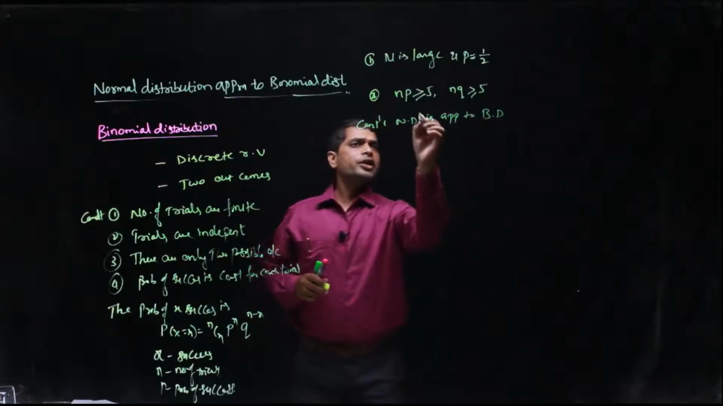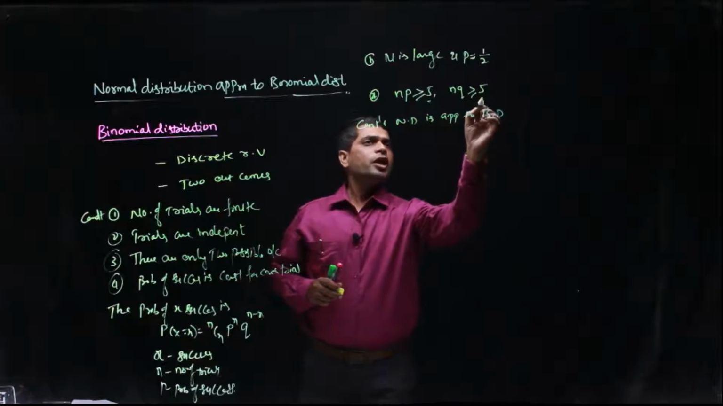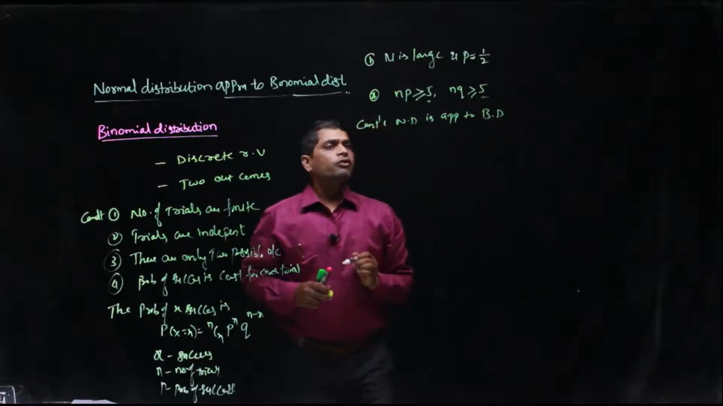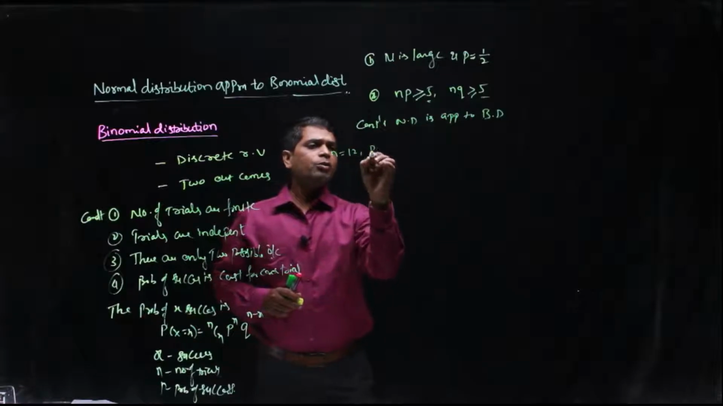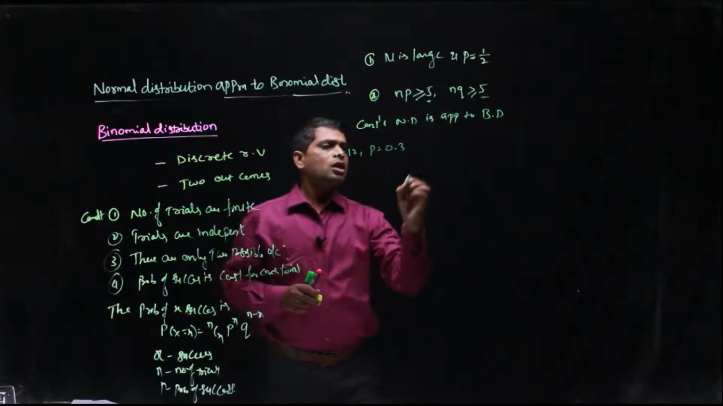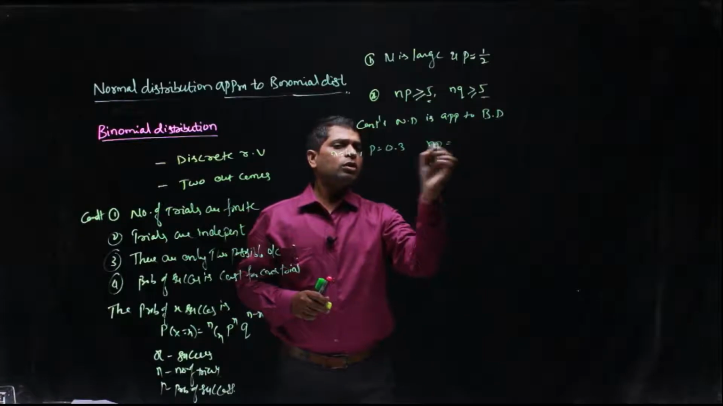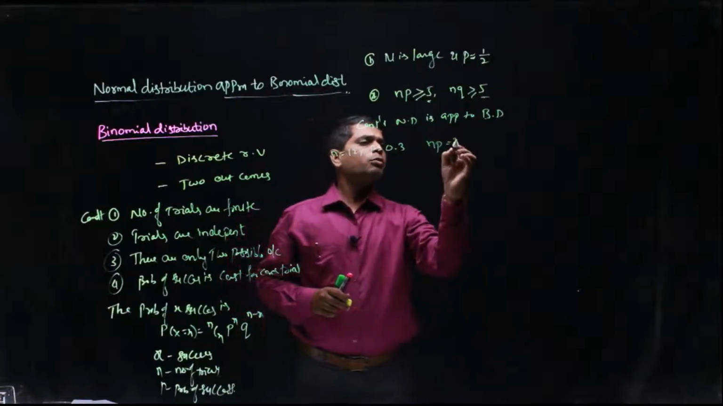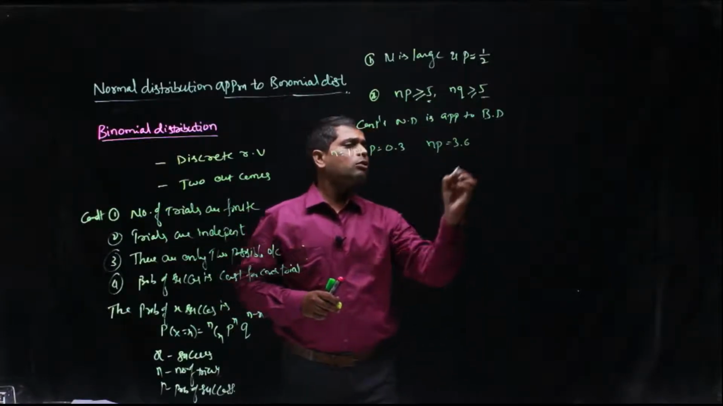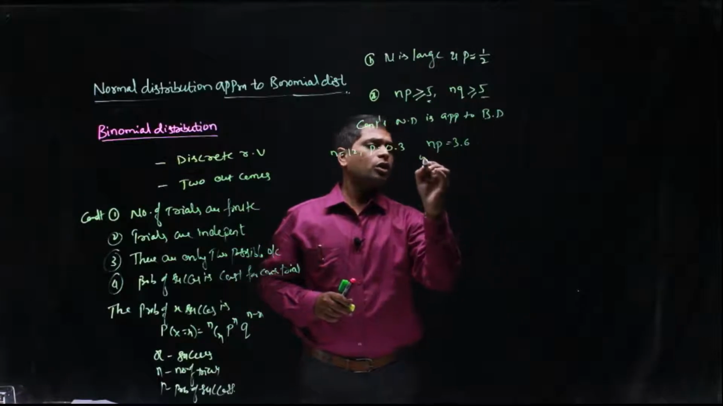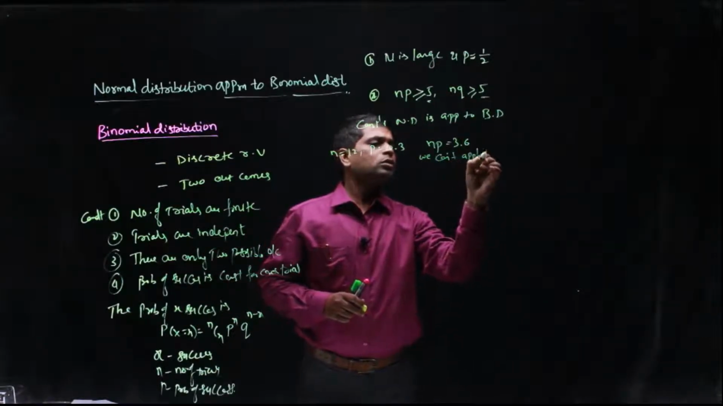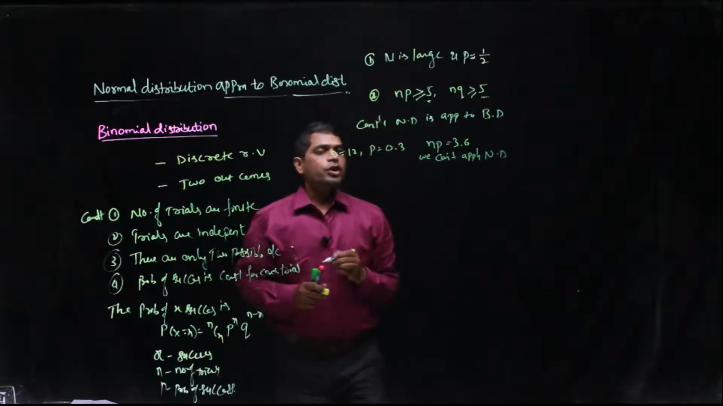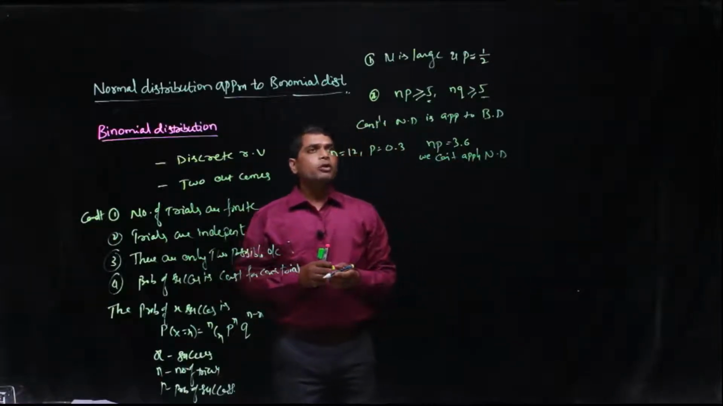So, this condition is very important here: np greater than or equal to 5, nq greater than or equal to 5. Suppose n is equal to 12 and p is equal to 0.3, then what is the value of np? 12 into 0.3 is 3.6. So, at that time we can't apply the normal distribution.